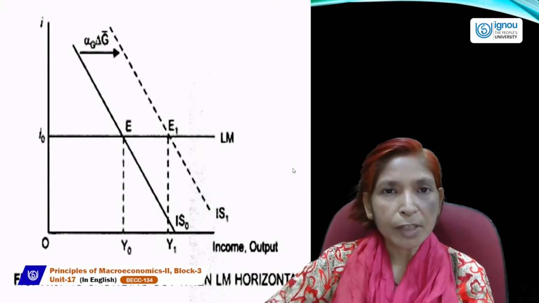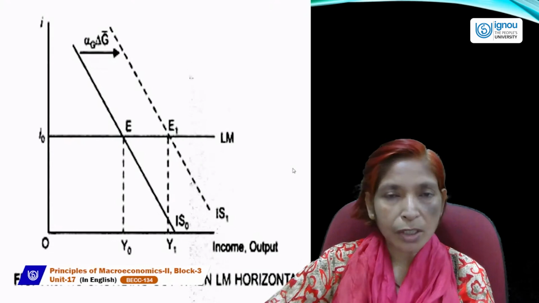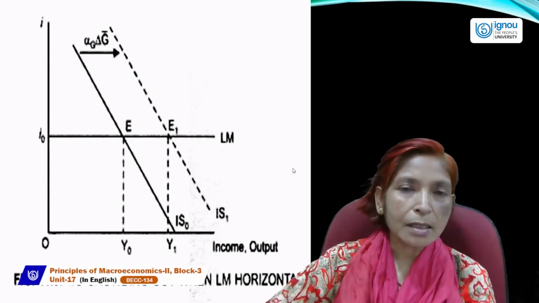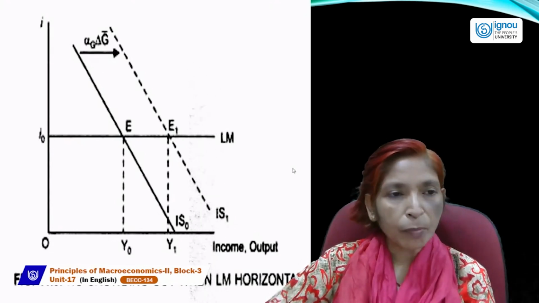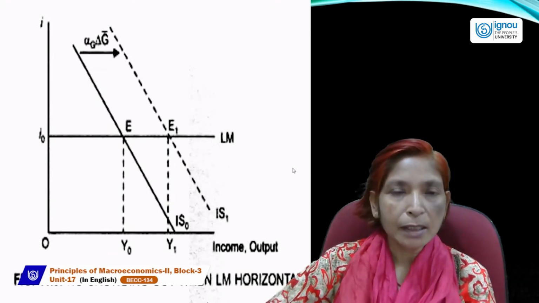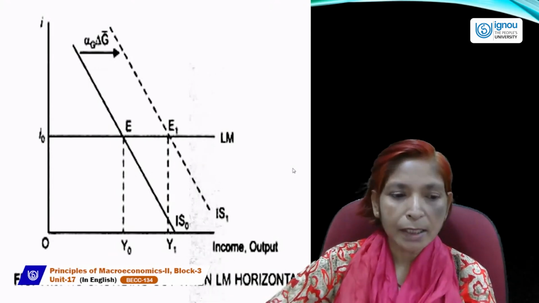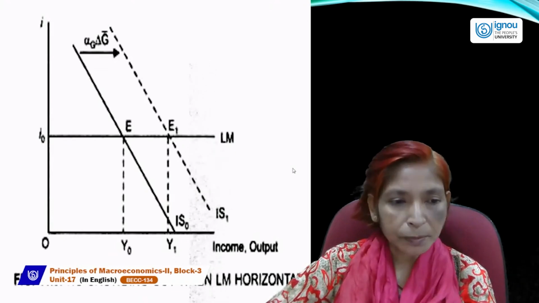In this case, first we will draw the LM curve horizontal and the IS curve downward sloping, where both curves intersect each other. The equilibrium point will be determined. Here E is the equilibrium point and the level of income is Y0.